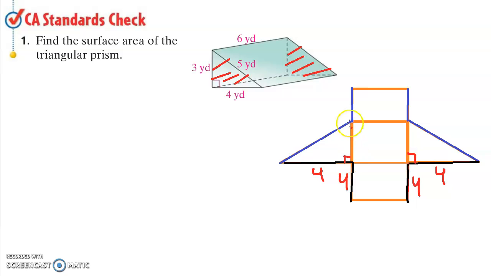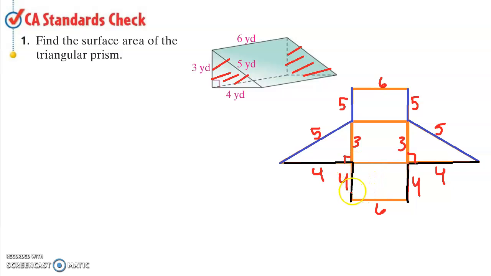This height right here is 3 yards, so this would be 3, and this would be 3. This slanted section right here is going to be 5 yards, and if I folded it, it would connect with this. So these guys go together. It looks like the top across is 6, and this is 6. With all this information, we can find the areas of each individual rectangle or triangle.